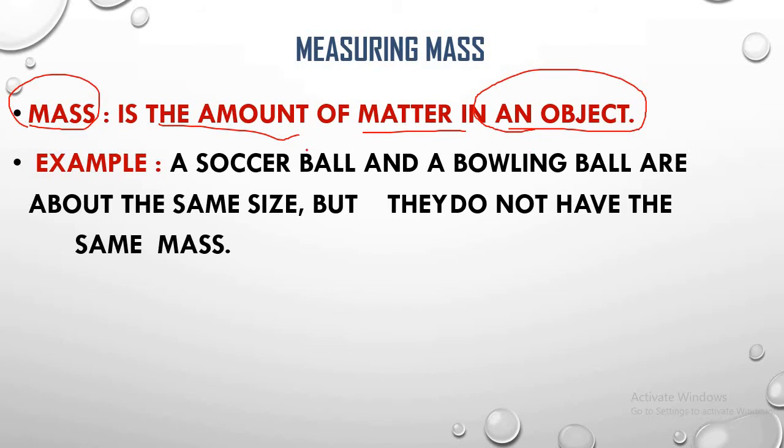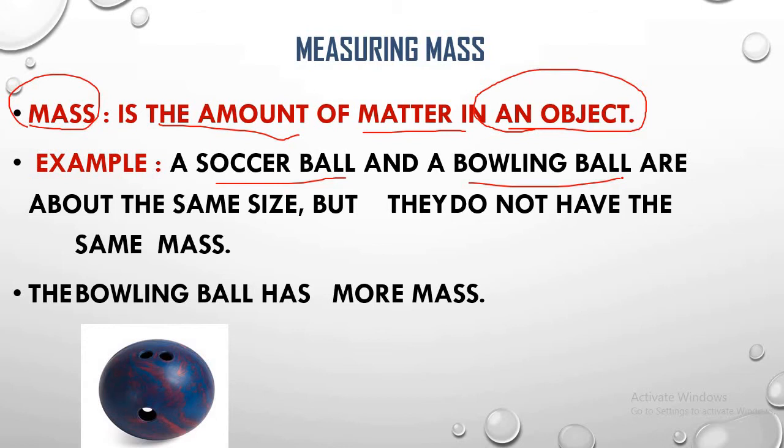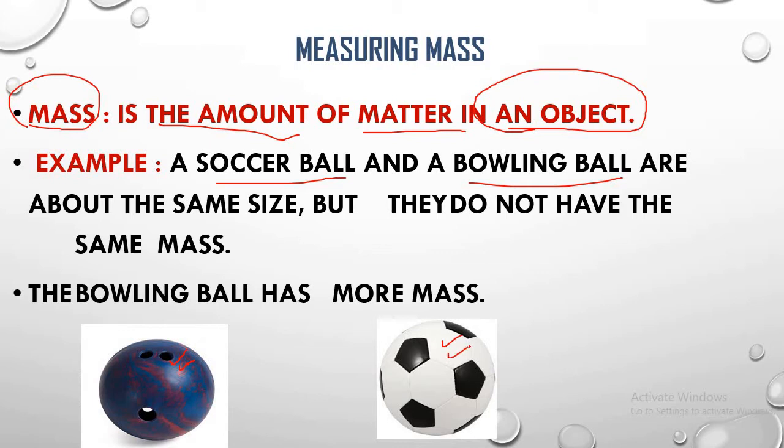Example: a soccer ball and a bowling ball are about the same size, but they do not have the same mass. The weight, or the mass, of each one is different. The bowling ball has more mass, so it is heavier than the soccer ball. Why? Because the mass of the bowling ball is more than the mass of the soccer ball.